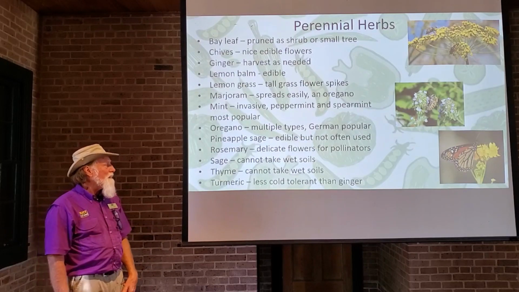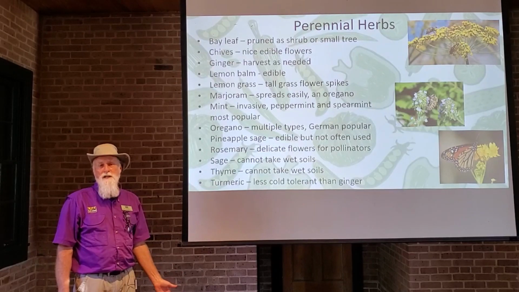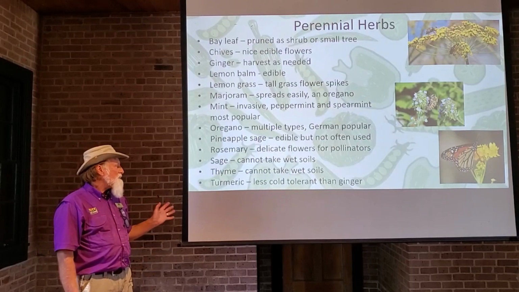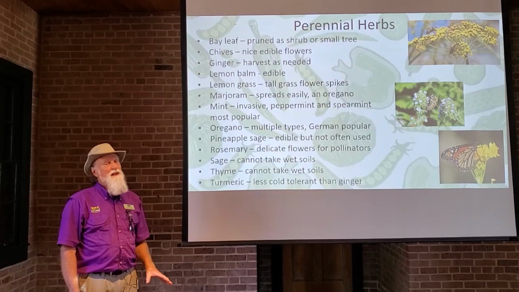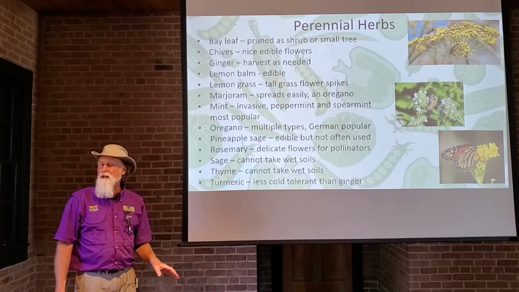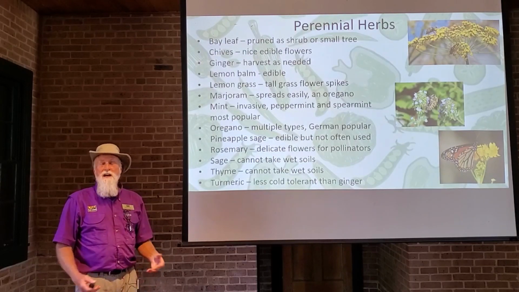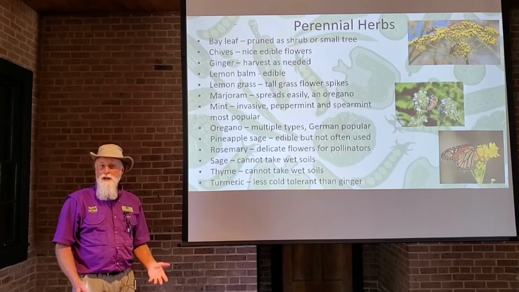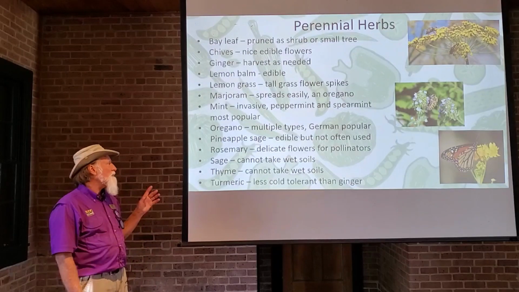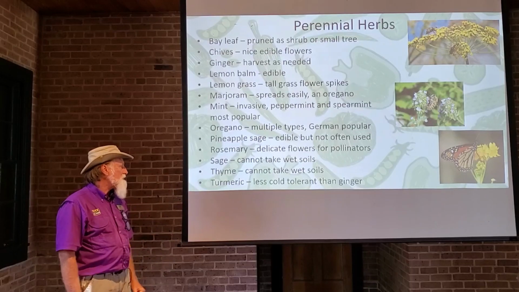Rosemary, that one has very delicate flowers that pollinators love, and that's either the prostrate or the standard tall rosemary. Those are both perennial. And sage, now one thing about sage is the culinary sage, the Salvia officinalis, really does not like to have wet soil. So if you're going to grow sage, in our area, most people will grow sage either in raised beds or in containers, because you want really good drainage if you're going to grow the Salvia officinalis. So keep that in mind if you're going to grow that sage.